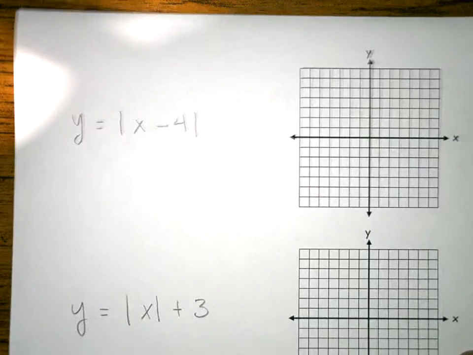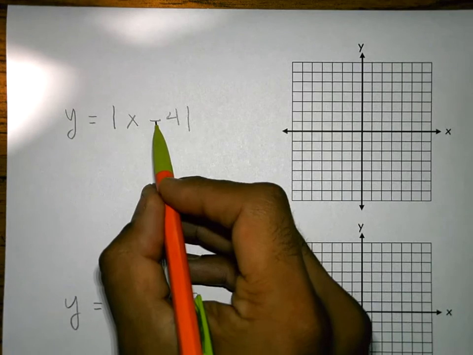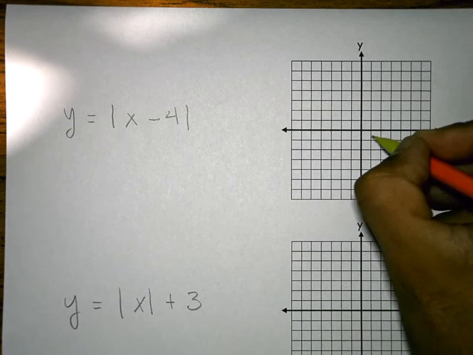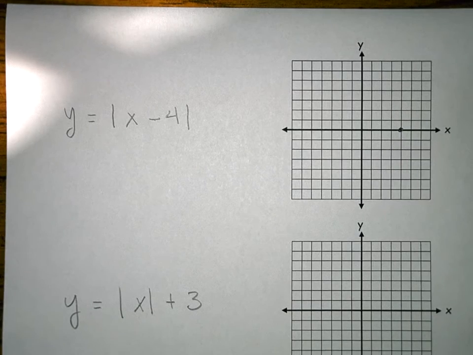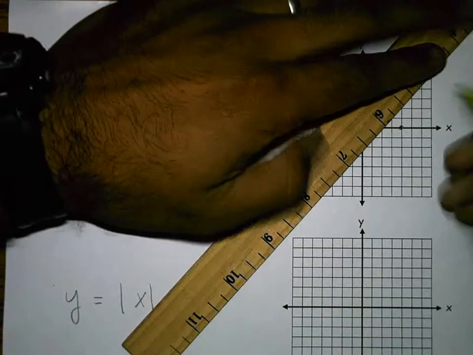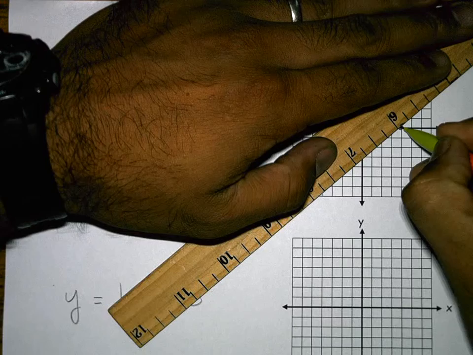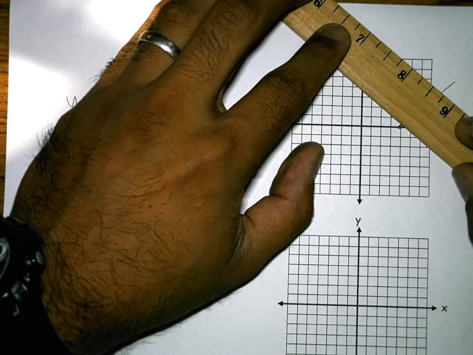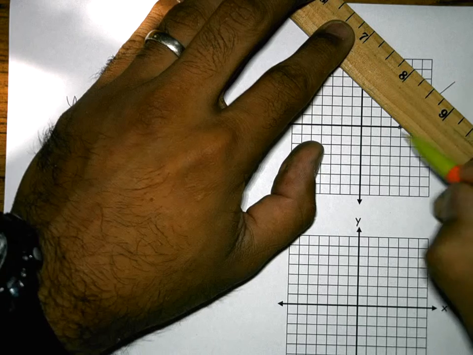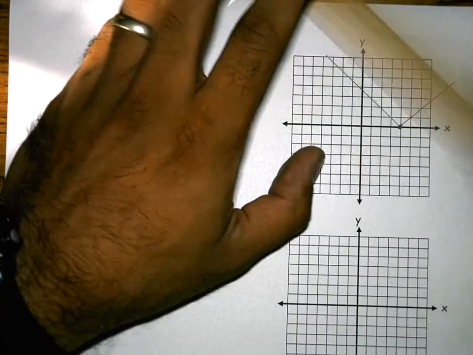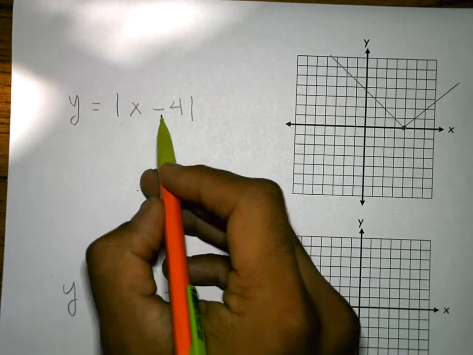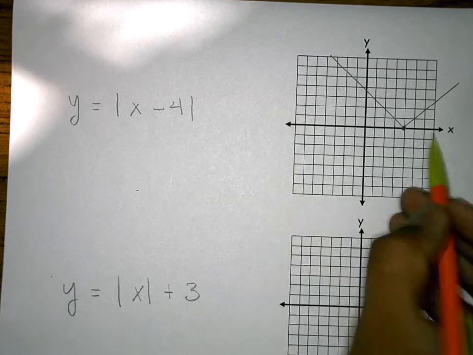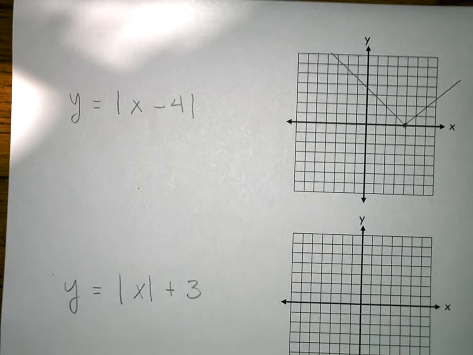Well, when I add something, it moves me to the left, so when I subtract something, it's going to move me to the right. So I go 1, 2, 3, 4 spaces. And this one, just draw the same one. It just moved me the opposite direction. Alright. And there's my V-shaped function. So when I subtract inside, it moves me to the right. And when I add, it's the opposite.